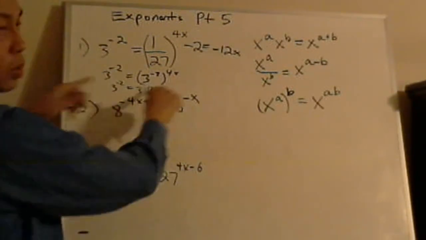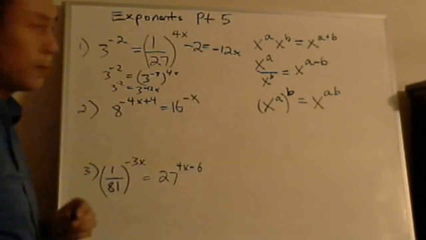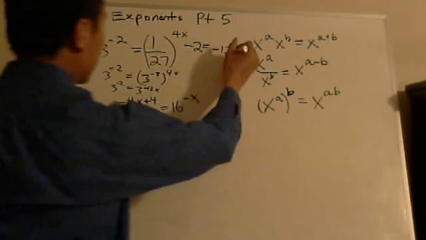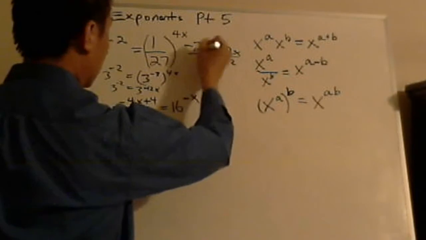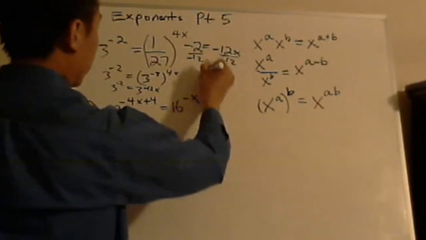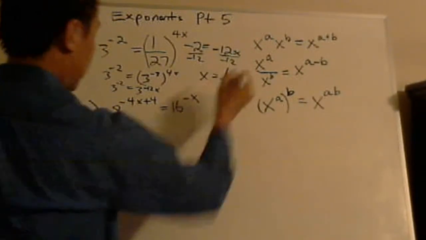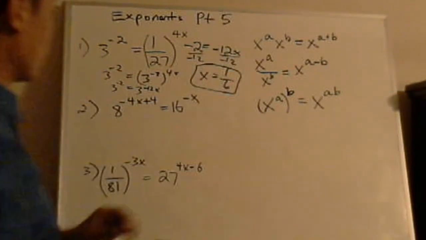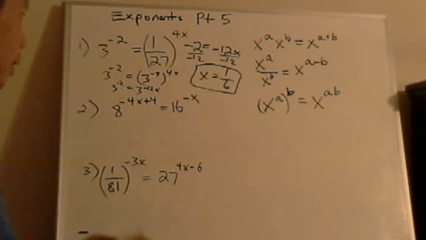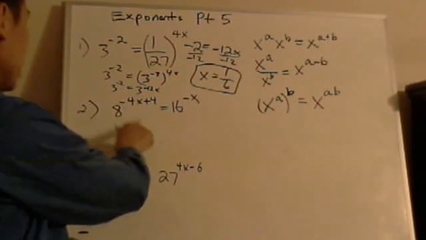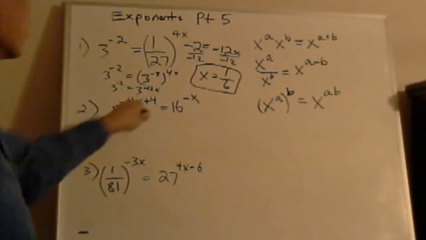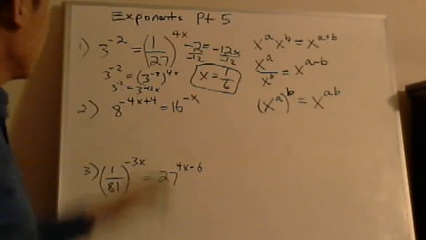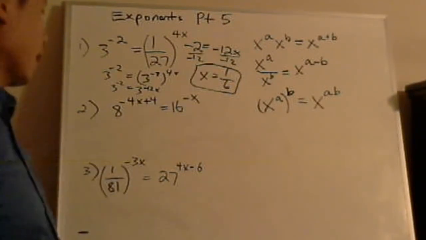So you get negative 2 equals negative 12x, okay? And all you do is divide by negative 12. You just solve the algebra, and you'll get 1 over 6. So that's number 1. Not too difficult, maybe 2 or 3 steps. Okay, number 2, you get 8 to the negative 4x plus 4 equals 16 to the negative x.